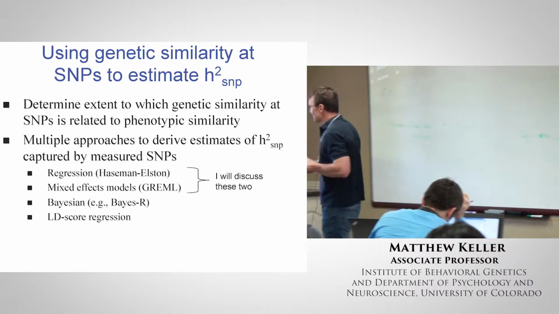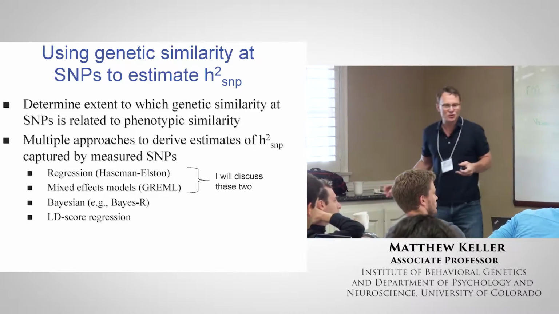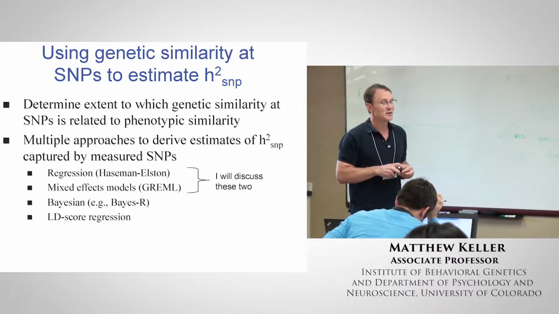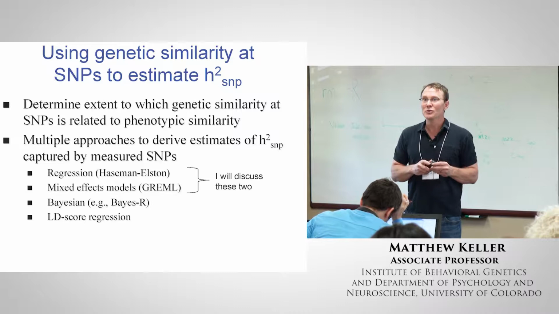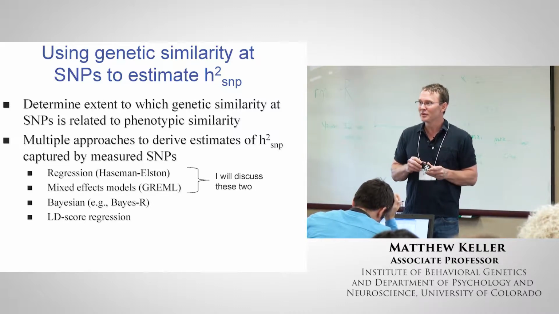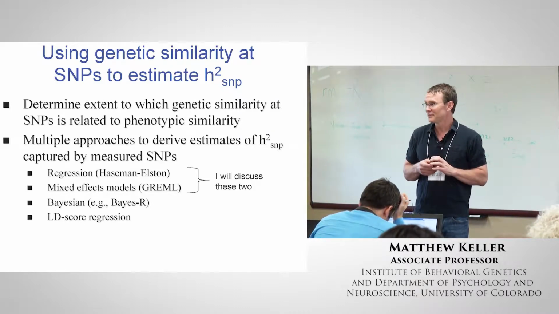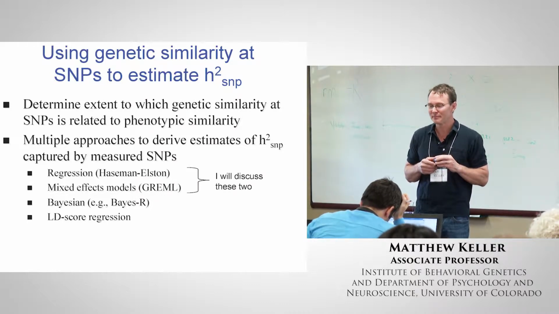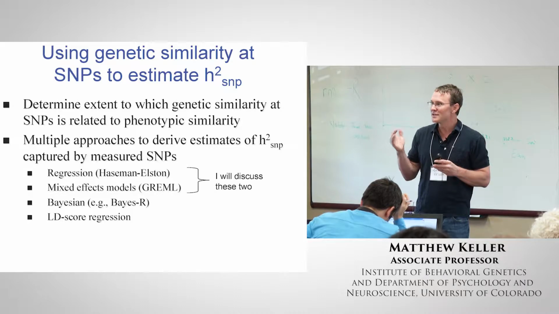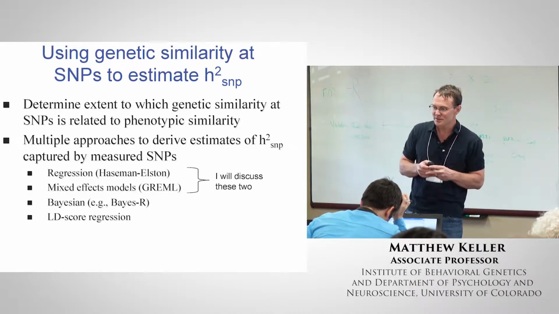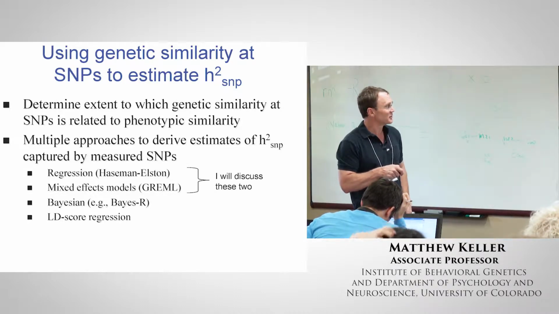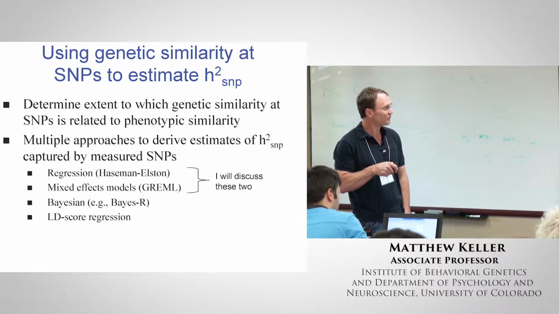So the way this method works is that you determine the similarity between all individuals at their SNPs, and you relate that to the similarity of all individuals at their phenotypes. So you're really regressing phenotypic similarity onto genetic similarity. And there are multiple ways this can be done. There's Haseman-Elston regression, just a regular regression approach, which I'll start off with.